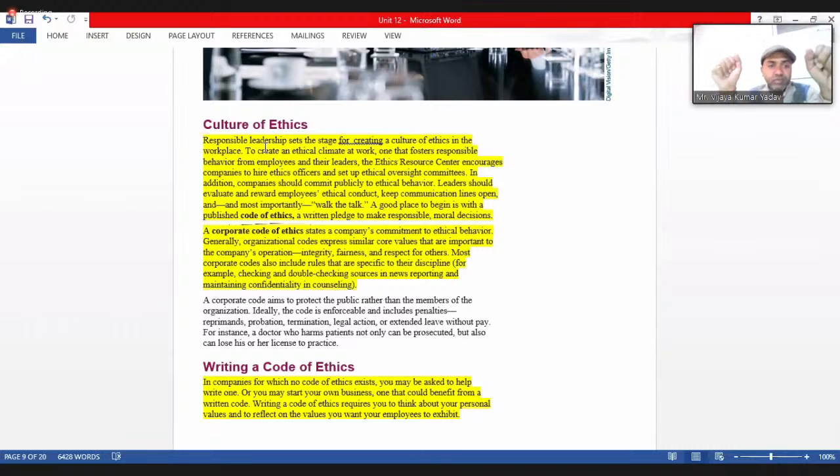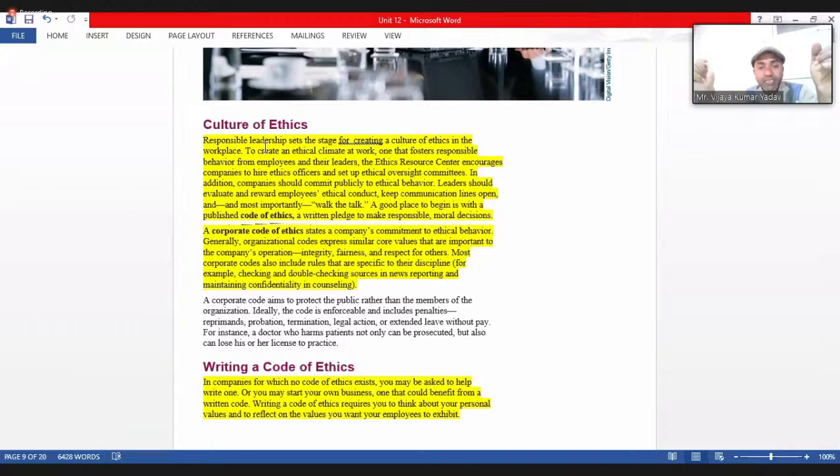So leaders of the organizations should evaluate the employees' ethical conduct. If they show good ethical conduct, sometimes they should be rewarded. If the employees who have ethical conduct are rewarded, then other employees will also start acting ethically and bring improvement in their conduct. Keep communication lines open. Leaders should communicate with the employees freely, and most importantly, walk the talk. Leaders should not have any kind of hesitation to talk to the employees.